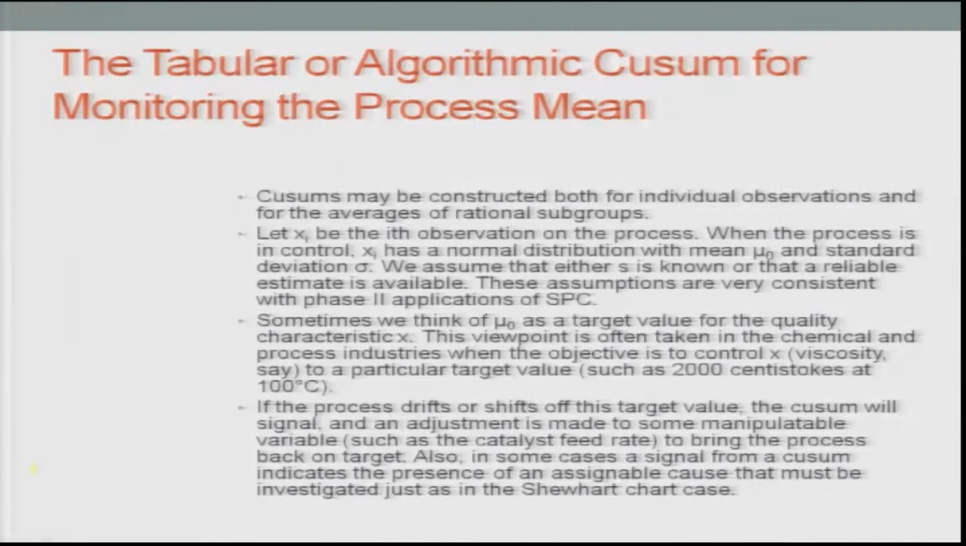The tabular or algorithmic CUSUM for monitoring the process mean is as follows. CUSUM may be constructed both for individual observations and for the average of rational subgroups. So, let us consider x_i to be the i-th observation of the process. When the process is in control, x_i has a normal distribution with mean mu naught, and the standard deviation is given by sigma. So, we assume that either sigma is known, or that a reliable estimate is available. These assumptions are very consistent with the phase 2 application of statistical process control.